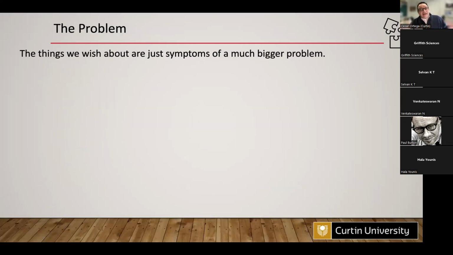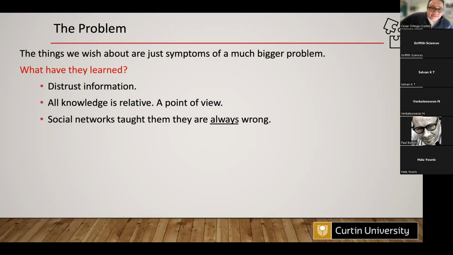So what happens then? All this context, all this environment leads to what? Well, what have these kids learned? They distrust information. As I said, they don't have a framework to assess and evaluate information. Therefore, they distrust everything. Everything is an opinion. The earth is flat, well, that's what you want to believe. The earth is round, well, that's what you want to believe. All knowledge is relative, it's a point of view.